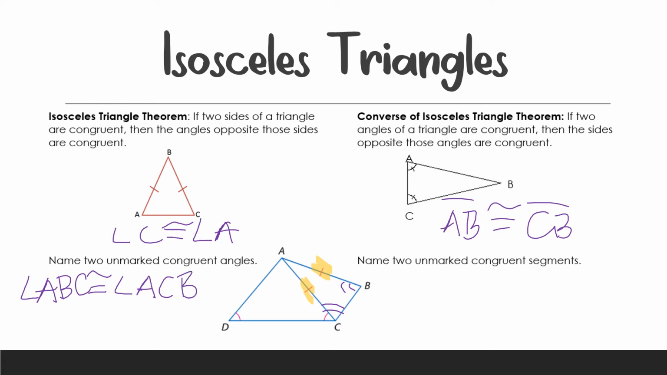And on the other one, it says name 2 unmarked congruent segments. If we look at triangle ACD, we can see that angle ACD and angle ADC are congruent. So that means the sides opposite those angles will also be congruent. That would be side AC and side AD.